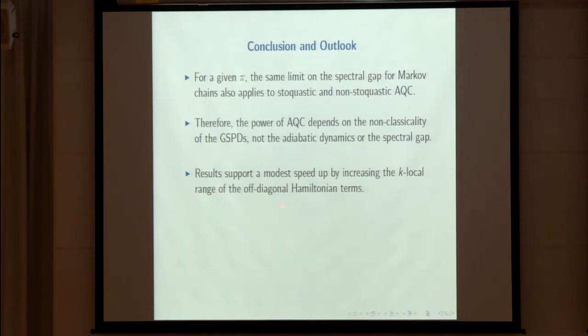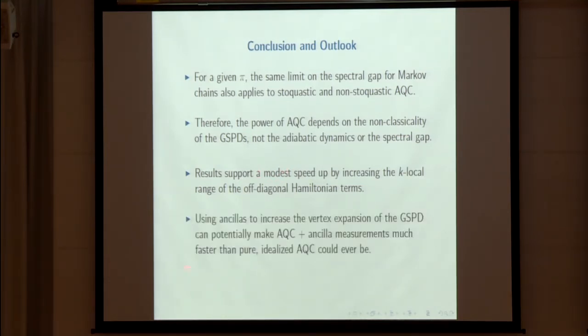And actually, some more complicated lower bounds on the spectral gap for stochastic Hamiltonians, a stochastic vertex expansion Cheeger inequality, show that this is sufficient to support a modest increase in the gap. And I think this use of ancillas is really promising to get around this problem of trying to sample multimodal distributions. Thanks.